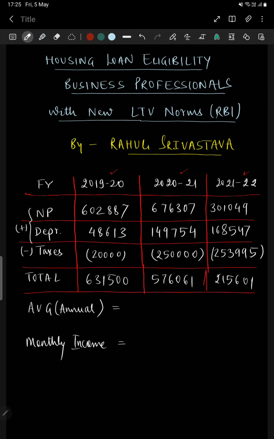Now once you take out the average, you will add this, this, and this, and then divide by 3. Once you have divided by 3 you will get the amount as 4,74,387 rupees. This is the average annual income of that particular proprietor, right?